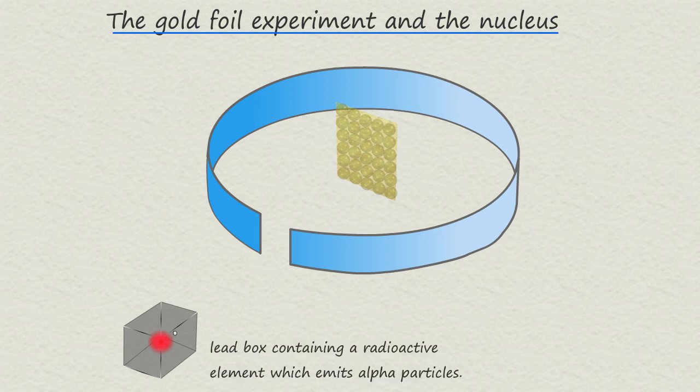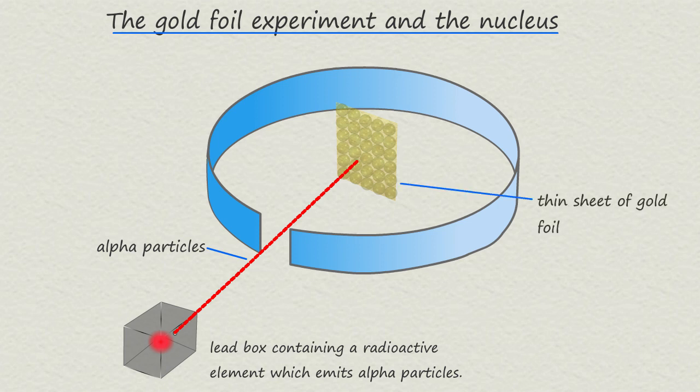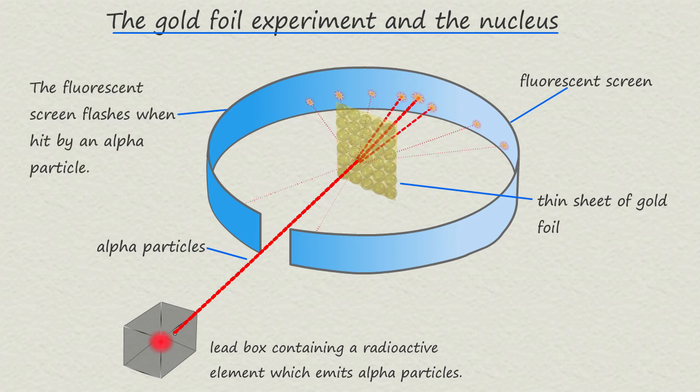Here, a radioactive element such as radium is placed in a lead box with a hole at one end, which will allow a stream of fast-moving alpha particles to be emitted from the box. Next, a thin sheet of gold foil was placed at the centre of a fluorescent screen which was coated with zinc sulfide. Now, this material will flash when struck by an alpha particle.